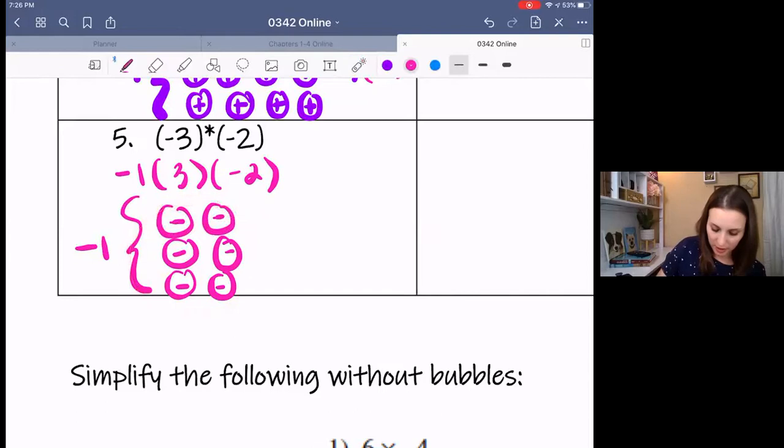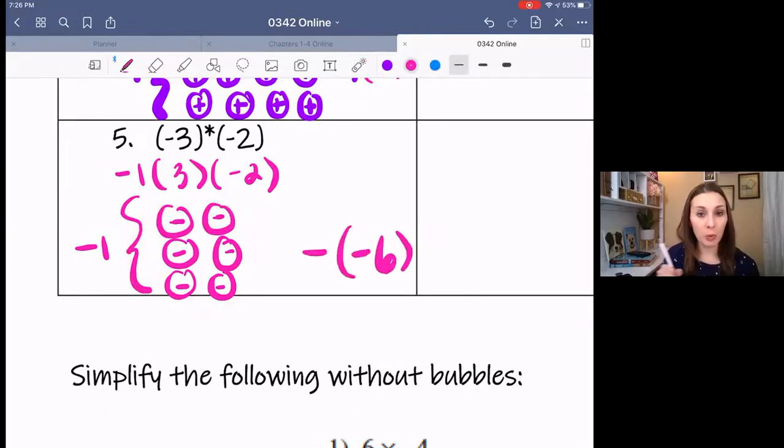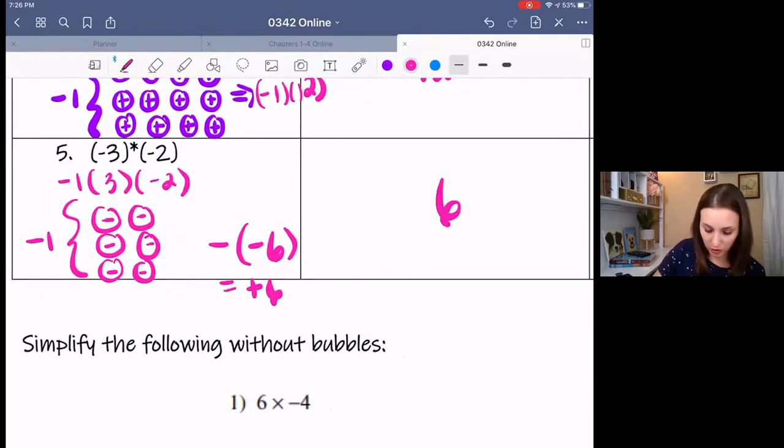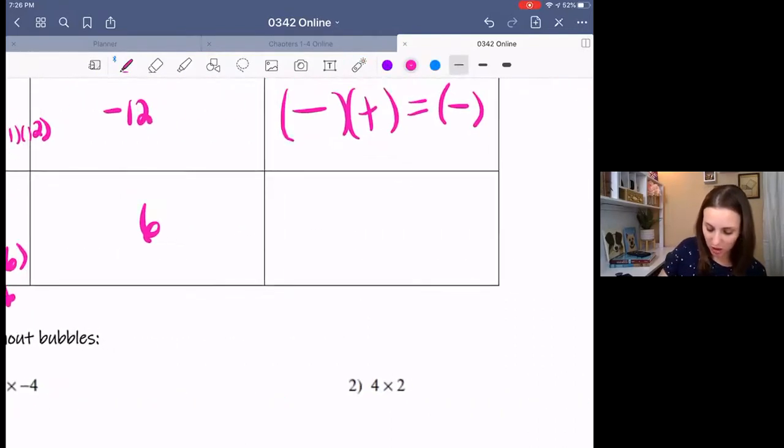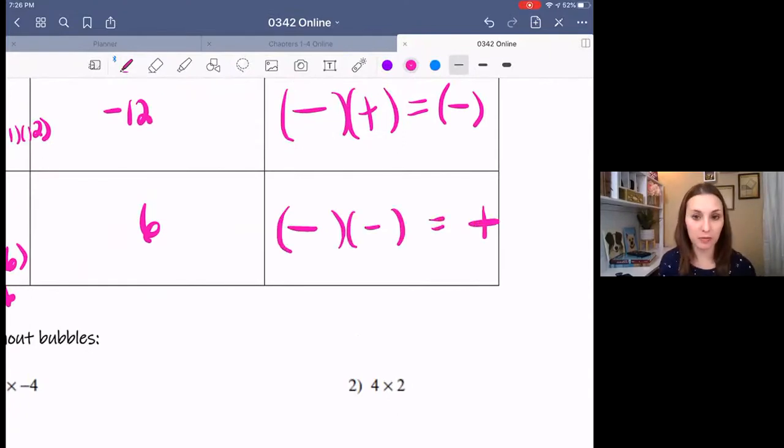This is -6 bubbles, but there's a negative out front. And what do you remember about a double negative? Makes a positive. So when we have 2 negatives multiplied together, it's just like having a double negative, which changes it to positive. Isn't that so neat? So we can say in our observation, negative times negative made a positive.